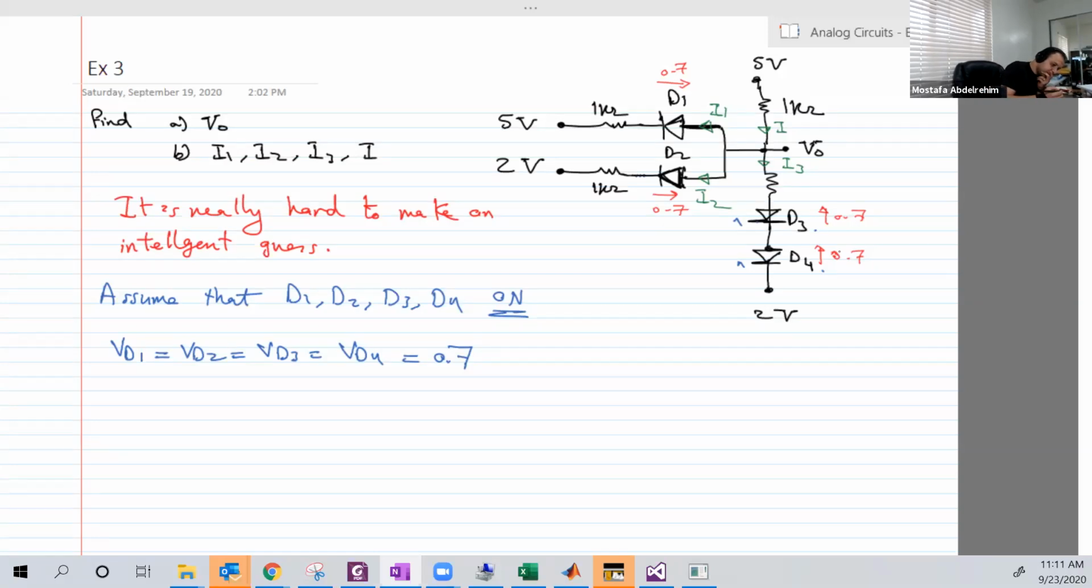Let's see. Okay, so let's do that. At this node here, I is entering the node. I1, I2, I3 are all going out of the node. So I is equal to I1 plus I2 plus I3.